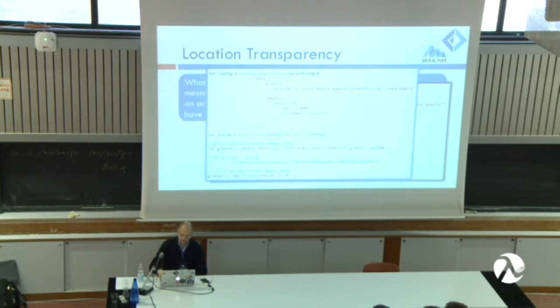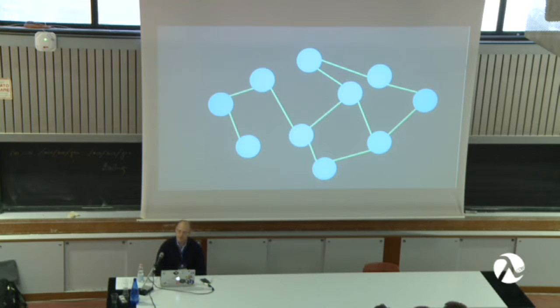It's all transparent, and you send a message. What it really looks like to the user is just a bunch of nodes. You don't need to know what's underneath. But underneath, that's really what it looks like. And whenever an actor creates a child, it's the actor system that decides whether the child belongs to the current system, local or remote. And this is all keeping the location transparency to the user.